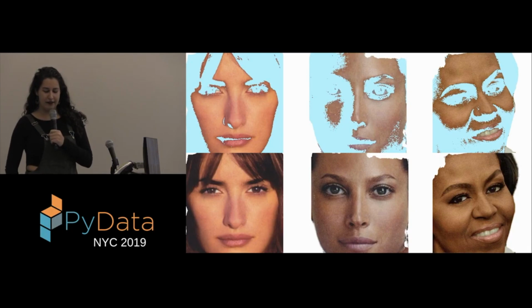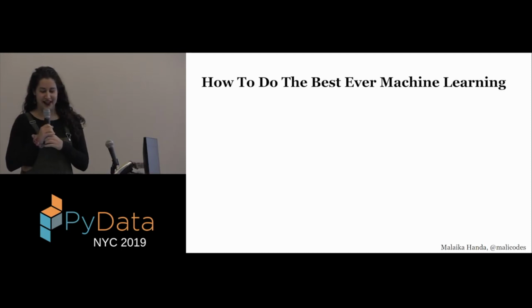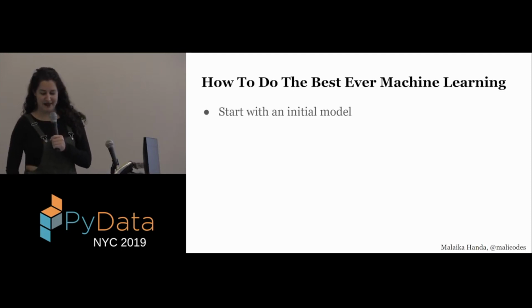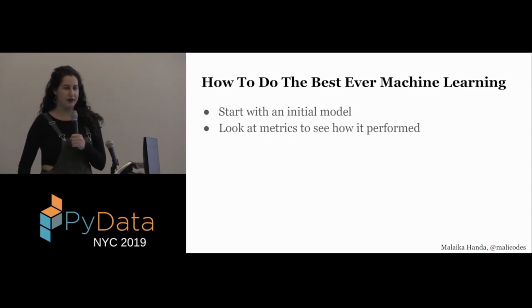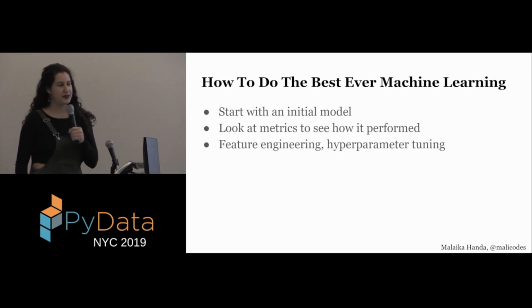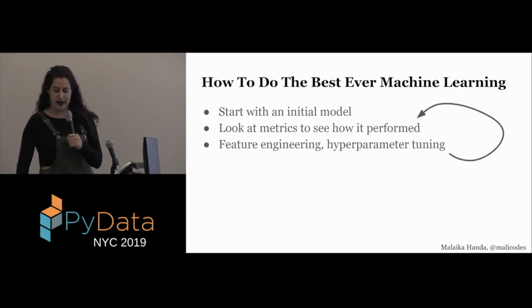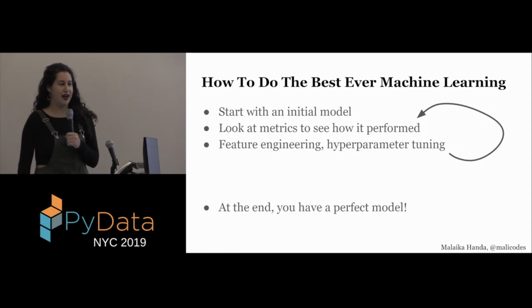And what I did is I sort of thought back to how to do the best ever machine learning. And the way you do the best ever machine learning is you start with an initial model, which I have, my RGB with 2 clusters, and you look at the metrics to see how it performed. So it was doing okay in some places and doing not so great in other places. And then you do a little bit of tuning. You adjust the features, you adjust the hyperparameters, and you sort of rinse and repeat. And if you do this enough times, then at the end you have the perfect model, right? And that's just how you do machine learning.